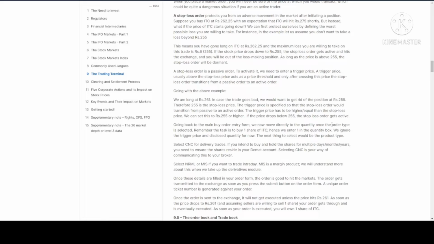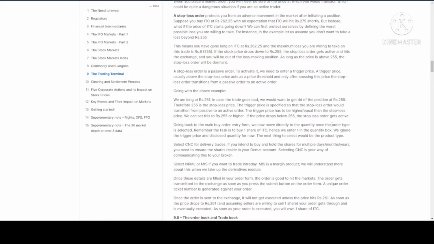Going back to the main buy order entry form, we can move directly to the quantity once the order type is selected. Remember, the task is to buy one share of ITC, hence we enter 1 in the quantity box. We ignore the trigger price and disclosed quantity for now. The next thing to select will be the product type. Select CNC for delivery trades.